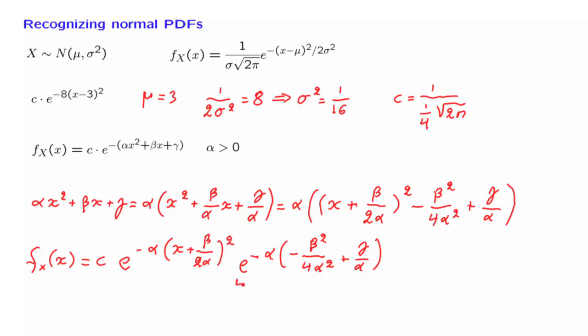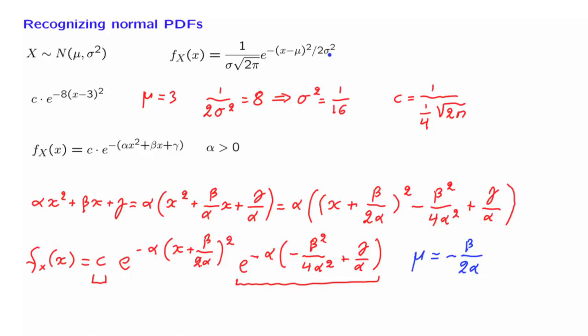Now, this term here does not involve any x's, so it can be absorbed into the constant c. The dependence on x is only through this term, and now this term looks exactly like what we've got up here, provided that you make the following identifications. Mu has to be equal to what we have here, but here there's a minus sign, here there's no minus sign, and so mu is going to be the negative of what we have up here. It's minus beta over 2 alpha.